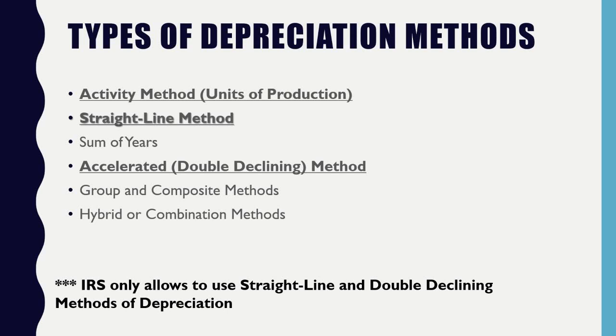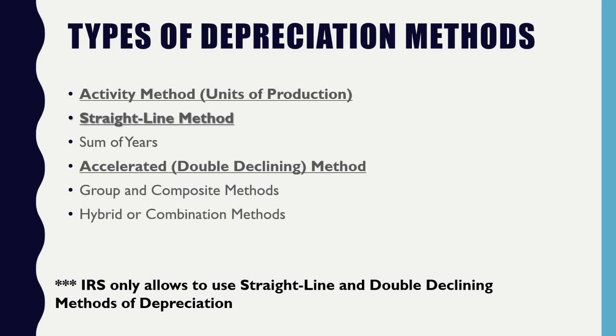As a sole proprietor, I'm going to teach you three: activity-based, straight line, and accelerated, also known as double declining. Today we're only going to be looking at one of the depreciation methods, units of production. We're only learning three out of the listed amount here, because these are the common ones that you will typically see businesses use to depreciate their assets.